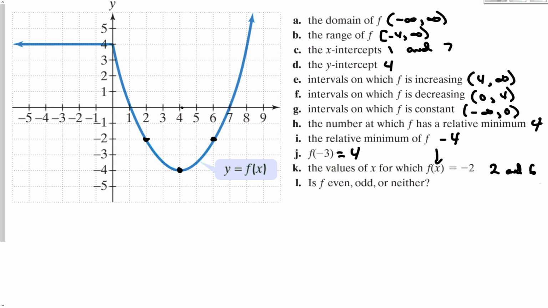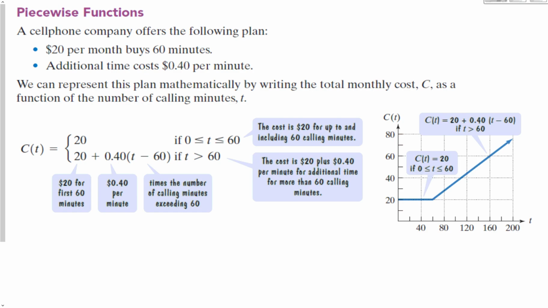And is this function even, odd, or neither? Well, it's not the same on both sides of the y-axis. And if I flipped it upside down, it would not look exactly the same either. So it is neither. Okay, so hopefully that clears up some of the stuff that we did at the beginning of this section. Let's move on to piecewise functions.